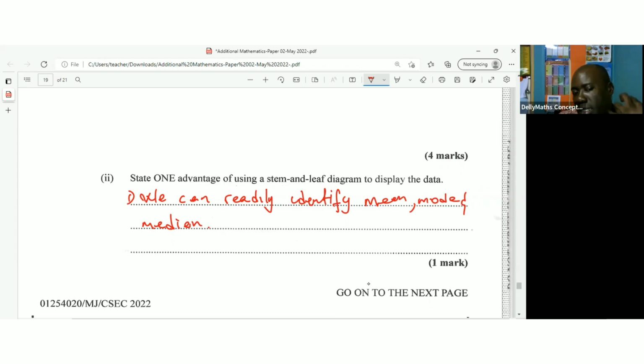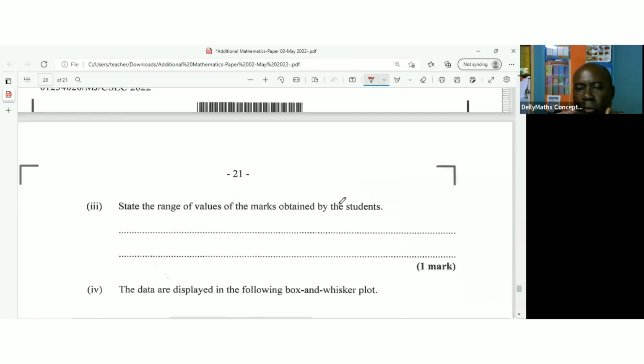Another thing is that you don't lose any data because everything is presented. But they did say 1, so we pick 1.